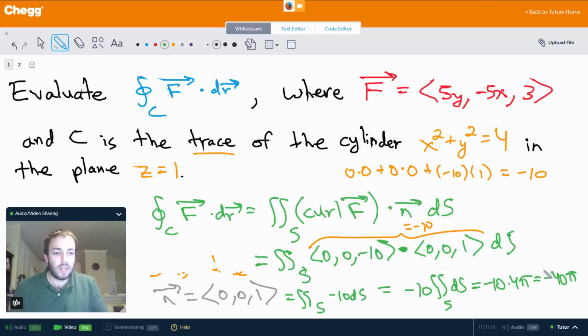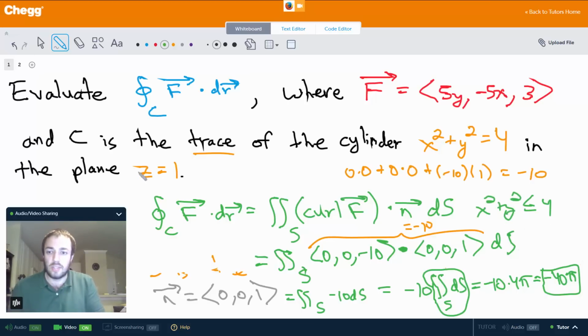So again, if we went too quick there at the end, I'll just recap that real quick. What we did was we said, all right, well, the double integral over s of ds just gives us the area of the region s, and the region s is just a circle of radius 2, because s is the entire disk, x squared plus y squared less than or equal to 4, inside of the plane z equals 1. A circle of radius 2 has area 4 pi, so that's why this integral is 4 pi. And then 4 pi times the negative 10 that we got from the dot product gives us negative 40 pi.